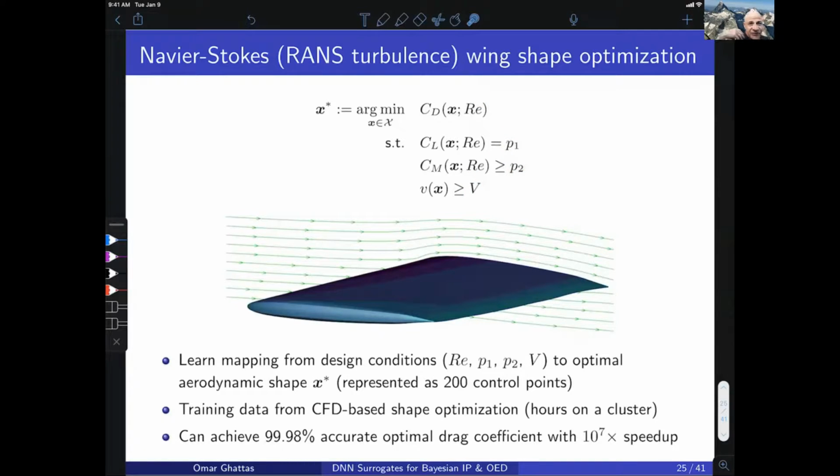Then the training data is actually the 3D shape optimization problem using Navier-Stokes with the Reynolds-averaged turbulence model. That's a full-blown code that takes hours and hours to run on a cluster for one 3D case. And then the output is the optimal shape, and that one is relatively high dimensional. Considering Navier-Stokes, it's 200 control points that determine the shape of the wing, the airfoil shape along the wing at a certain number of locations. So the data are actually runs of a CFD-based design optimization. Okay, we can get into that later. Thanks for the question.